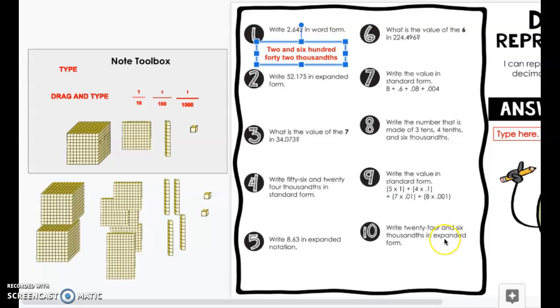So remember, expanded form, we're writing out the values. All right, so I hope this was helpful for you, and please make sure that if there is anything on this page that you don't understand, that you attend your teacher's Zoom session.